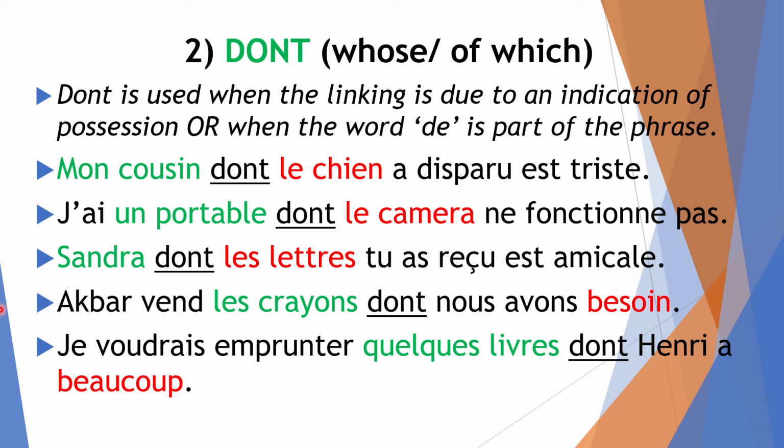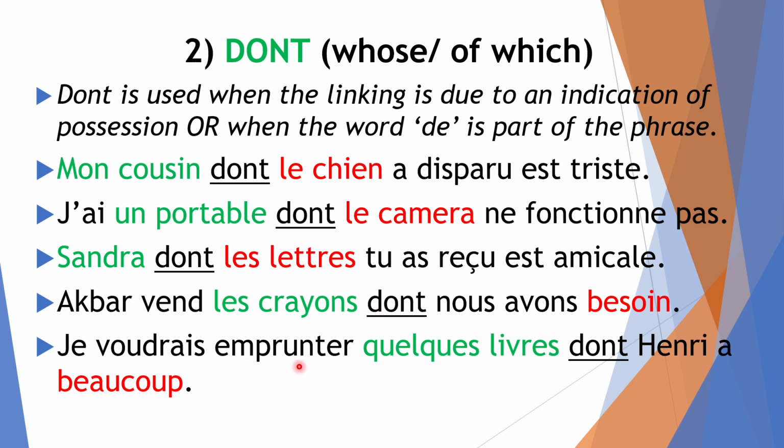Okay, now this sentence is a little different. There's no possession here. Akbar vend les crayons dash nous avons besoin. Now what is the expression here? It's avoir besoin de, right? So I told you whenever you have the expression ending with de, that is also when you have to use dont, because that is when dont becomes of which. So Akbar is selling the crayons, that is one. Second one is nous avons besoin de crayons. Can you see the avoir besoin de? So that is also when you have to use dont. Akbar is selling the pencils of which we are in need. Okay, that is of which.